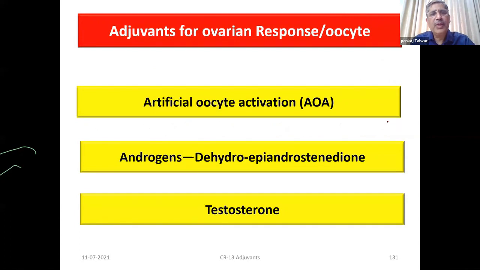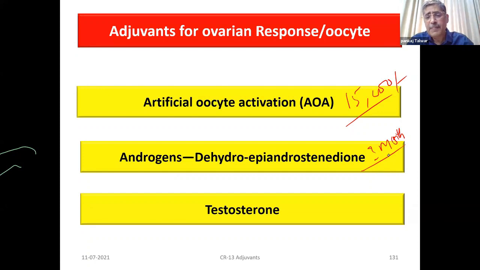So now, adjuvants for ovarian response. What can we do to make our ovaries strong? We can do artificial oocyte activation and bill our patients rupees 15,000. We can use DHEA for 3 months. Every company has brought out some sort of DHEA and is selling it for 3 to 4 months. Not every woman, even school-going girls, college-going girls, are being put on DHEA. DHEA is the ovarian rejuvenation. Any patient coming will have DHEA. Like every pregnant woman will have folic acid, every woman will have some sort of DHEA. Or DHEA may be a part of what they are taking.